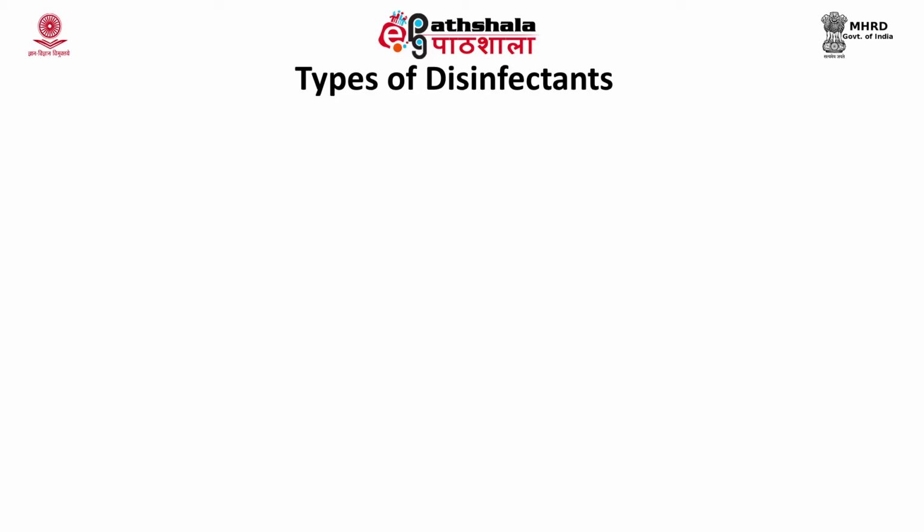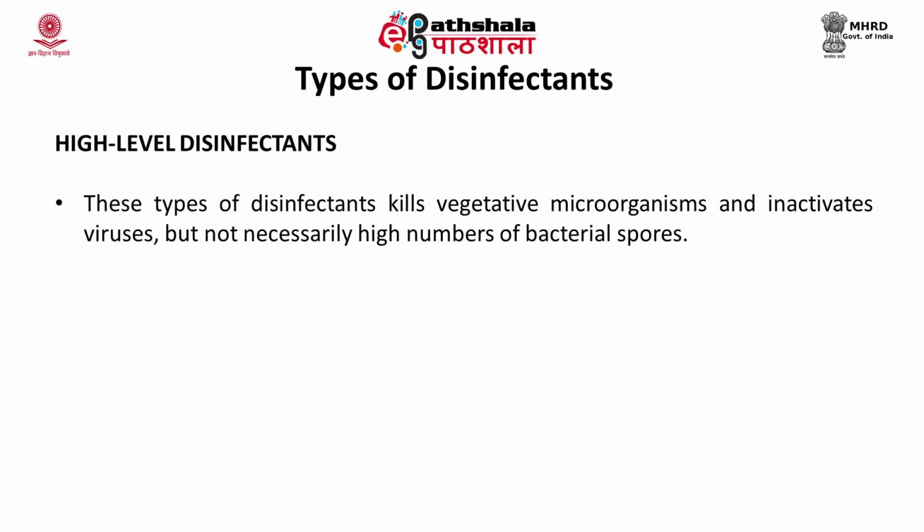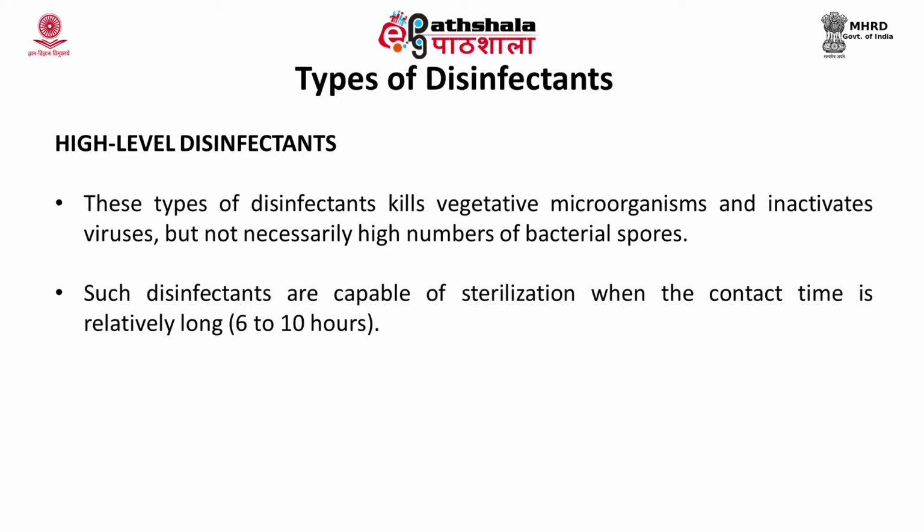The disinfectants are categorized into 3 activity levels according to the classification given by the US EPA. First class is the high level disinfectants. These types of disinfectants kill the vegetative microorganisms and also inactivate the viruses, but not necessarily a high number of bacterial spores. Such disinfectants are capable of sterilization when the contact time is relatively long, approximately in the range of 6 to 10 hours.